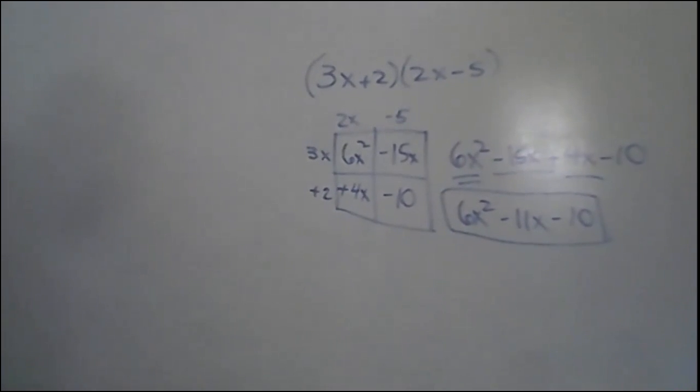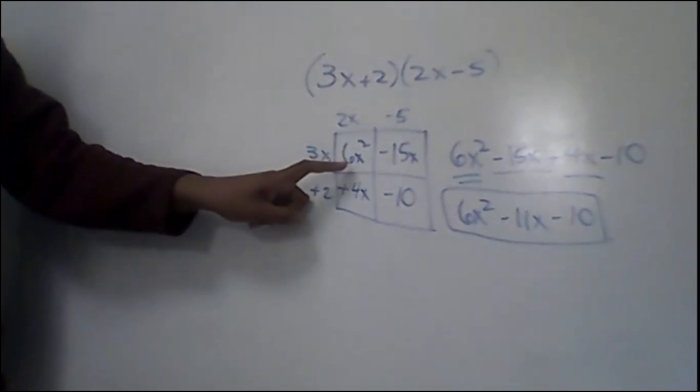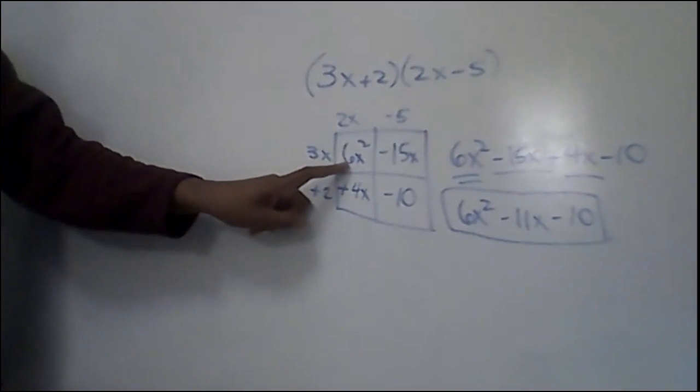Cool. That is how we do a times table. So again, pretty simple. The biggest thing is the biggest mistake students make. So let me tell you the biggest mistake. The biggest mistake that they make is right here.